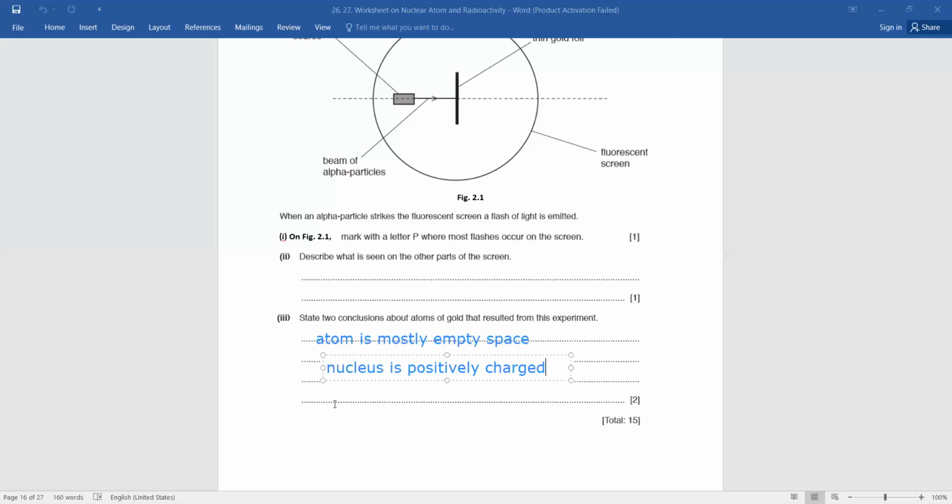Geiger-Marsden alpha particle scattering. Geiger and Marsden are two students of Rutherford.